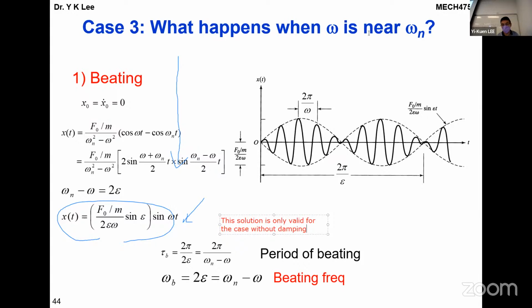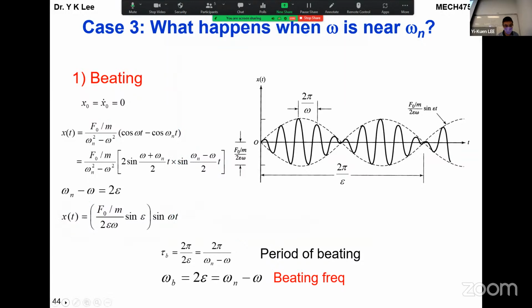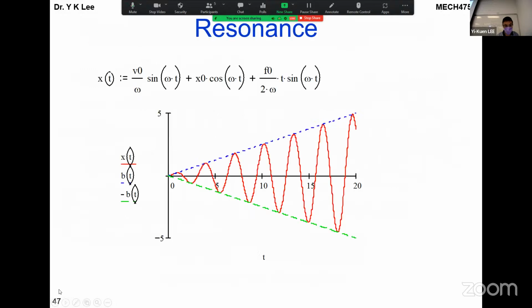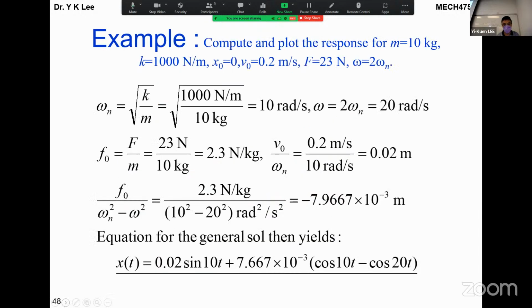This will lead to another model. For the general solution, we have this kind of thing. You see, it grows without bound. Then you see it goes to infinity. In reality, it will not happen. There's no mechanical system in the world where vibration amplitude goes to infinity, because eventually you have some failure. Your airplane, your mechanical system will fail. So this is important for all of you.